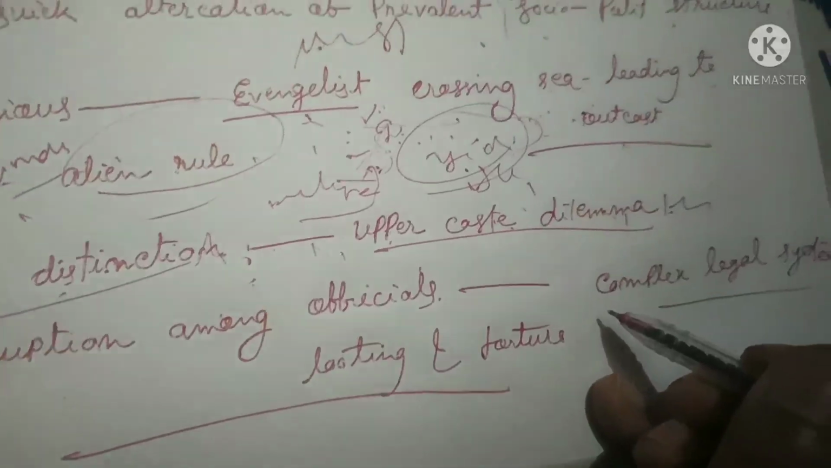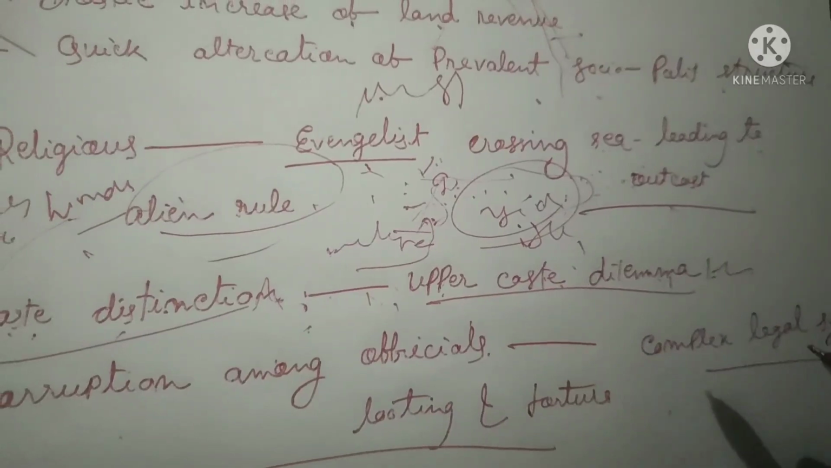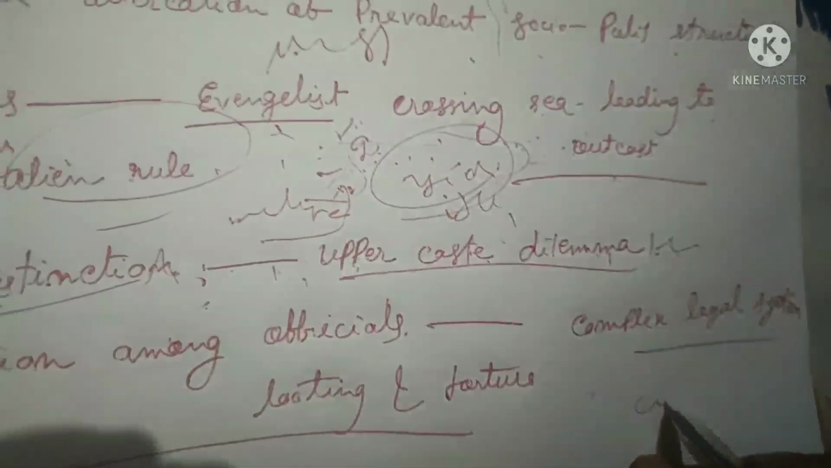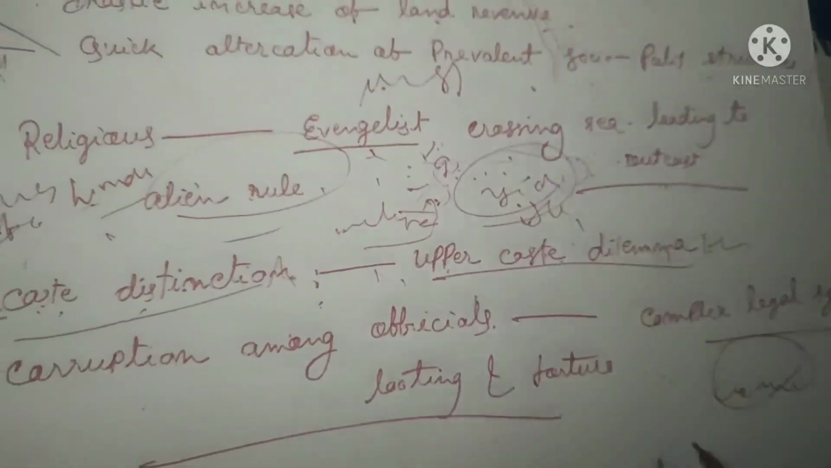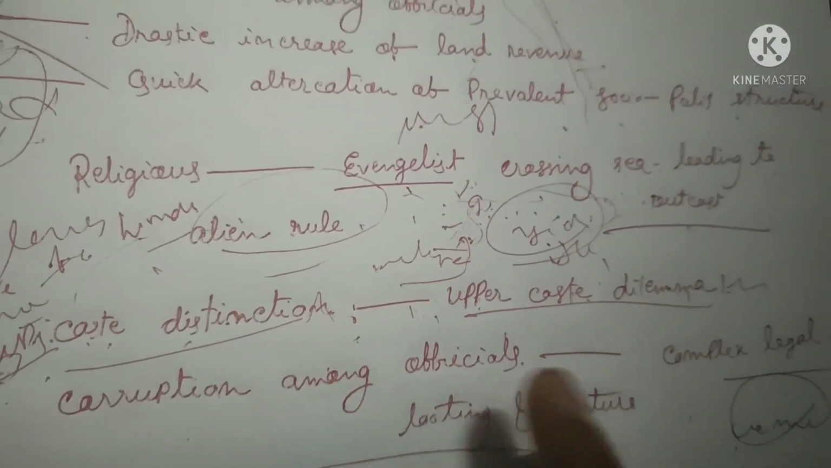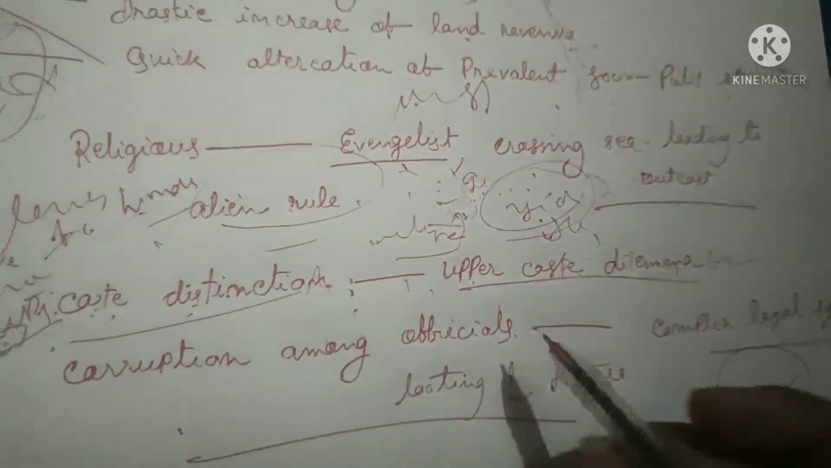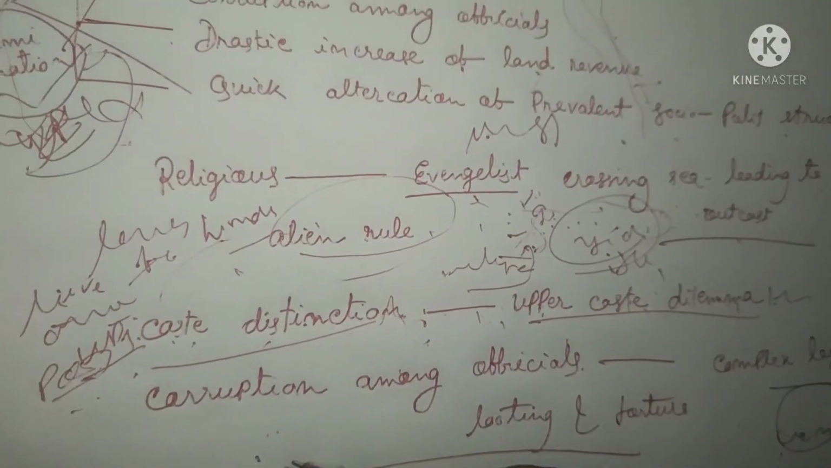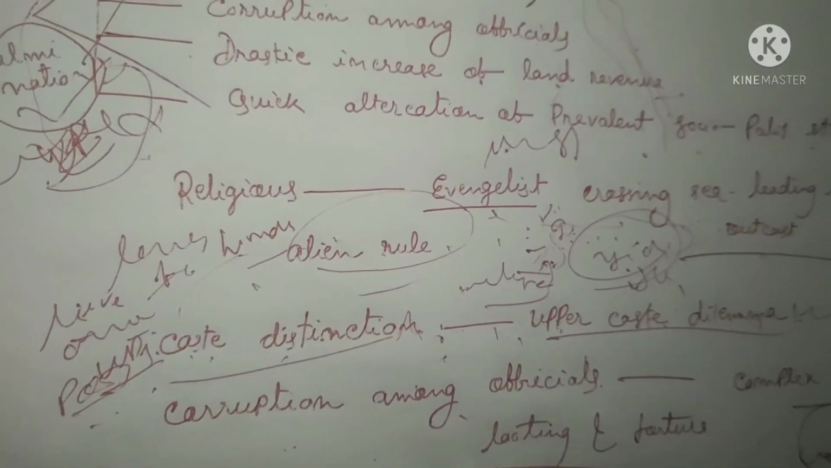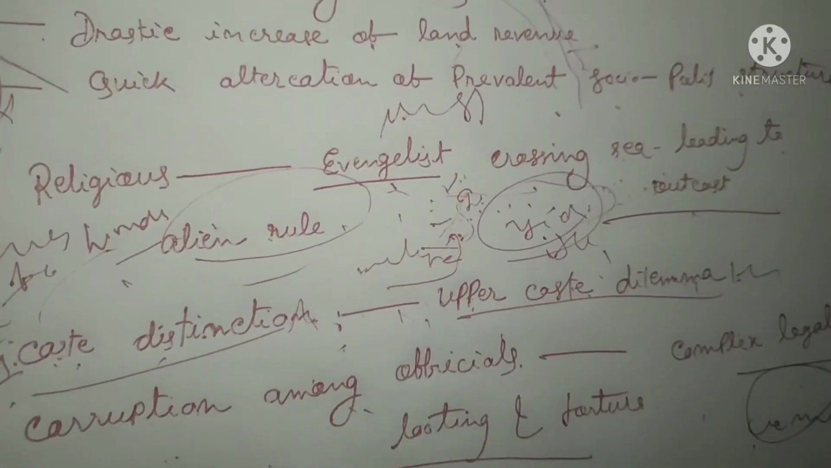Another reason is corruption among officials. Here the factor which contributed is the complex legal system. The newly introduced legal system was so complex that it was beyond the limit of the common people. As a result, there were loopholes through which the poor could be severely exploited. So the complex legal system, which gave loopholes to corruption among officials, was one of the crucial factors which contributed to the disappointment and anger of the common people.